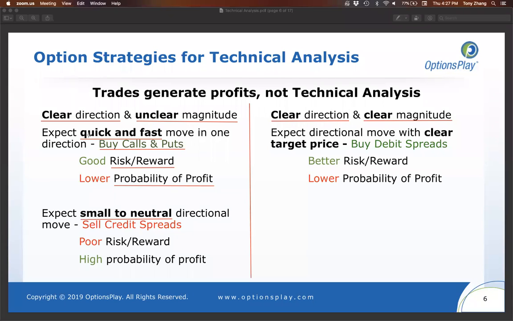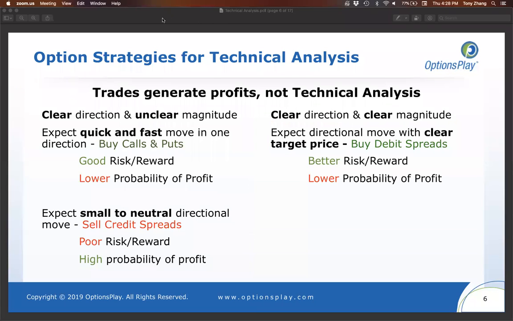And conversely, if you expect the move to be relatively slow or maybe neutral, you want to sell credit spreads. Now, credit spreads typically have a much higher probability of profit, but the trade-off for that is they typically have poor risk to reward. So those are the different strategies that you would use if you have a clear sense for direction, but an unclear sense for magnitude.